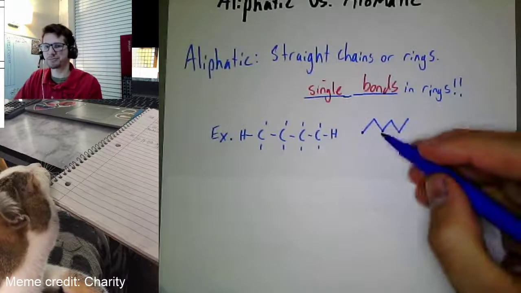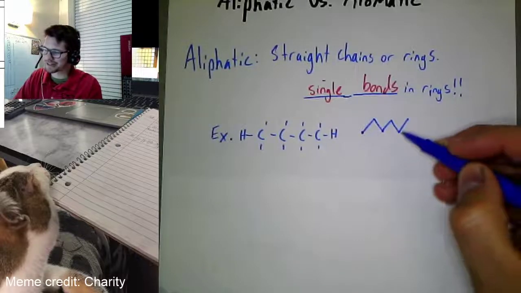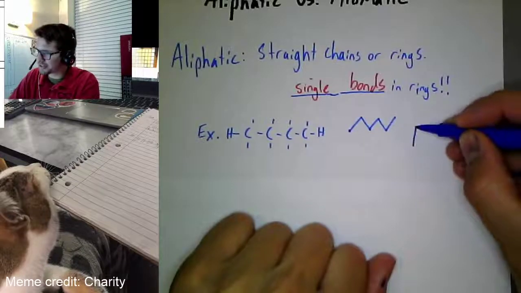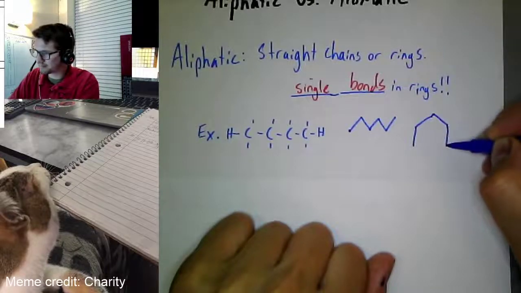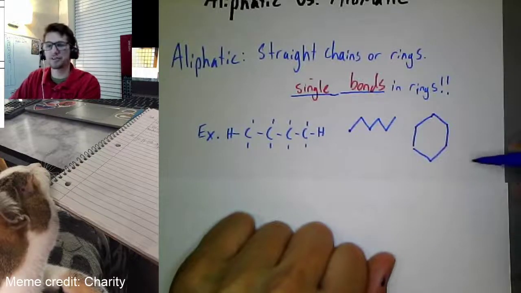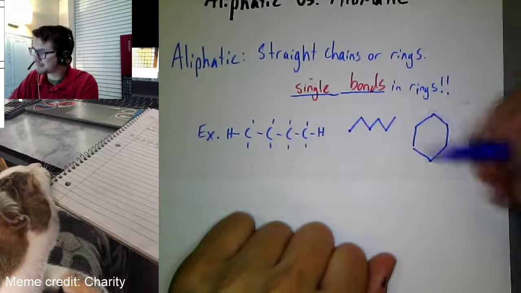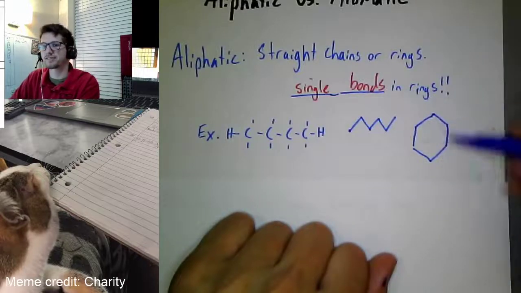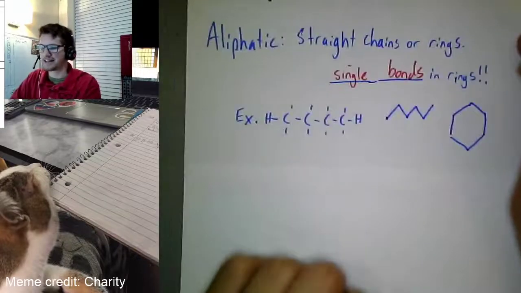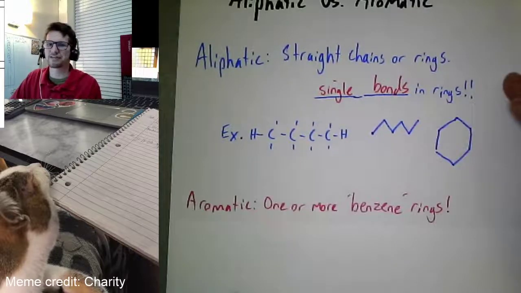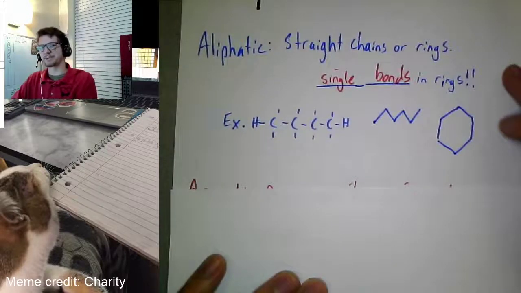There's a skeletal structure, but guess what? Carbon, carbon, carbon, carbon, carbon, carbon. It's a straight chain. Guess what else could be a straight chain? One of those weird hexagons. Guess why? It's a ring, but it has single bonds in the ring. There's no double bond. If you were to see a double bond somewhere in there, it would no longer be aliphatic. All right, so what you're looking for is carbons in a row without any double bonds going on.